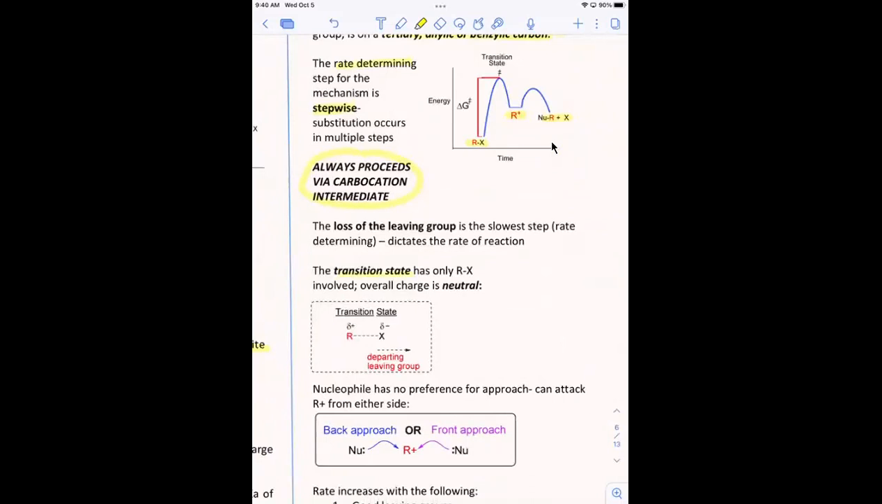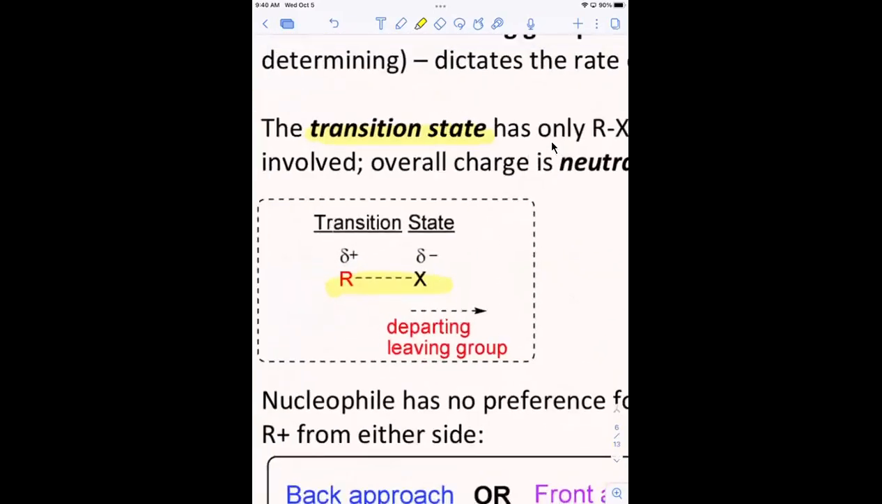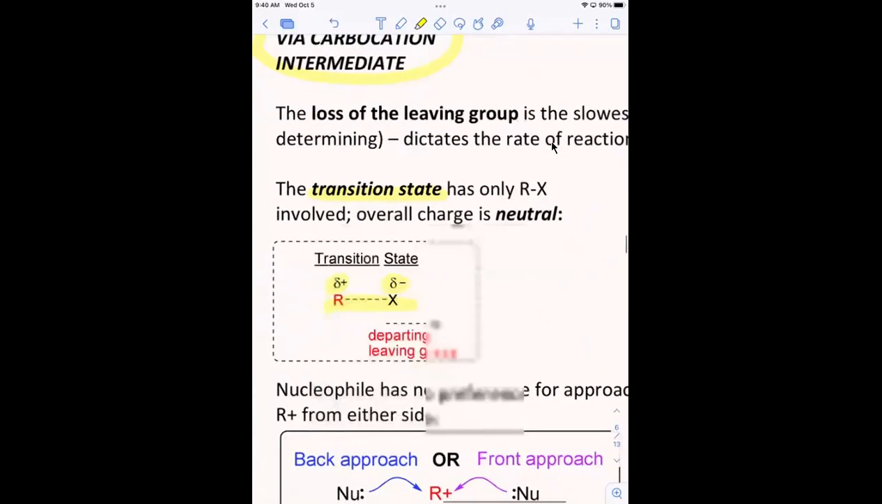This is the transition state, what it looks like. I just showed you that in a real example. This is just a generic example where you have your substrate and your departing leaving group, and the overall charge is neutral, because this is partially positive and that's partially negative. So the overall charge of that is neutral.